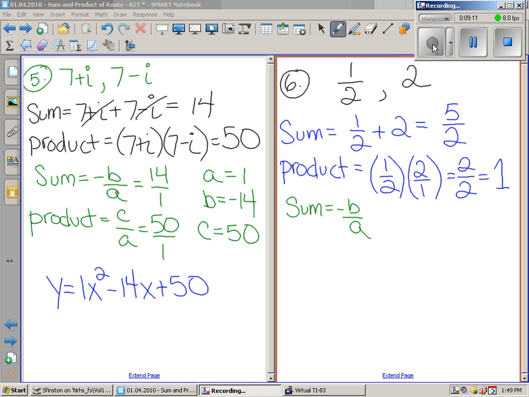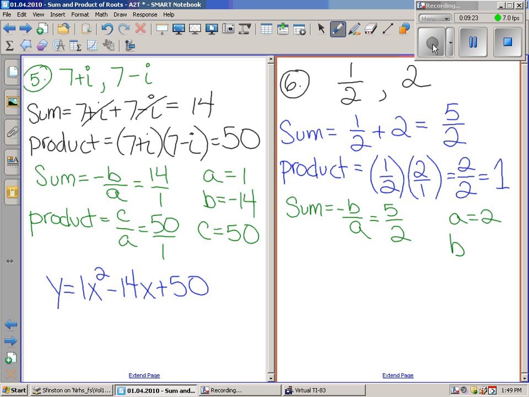Let's do the final last part of this. Look, what is the sum? The sum is negative b over a. Well, we found out the sum was 5 over 2, right? So how much is a worth? 2. How much is b worth? 5. Negative 5. Very nice.